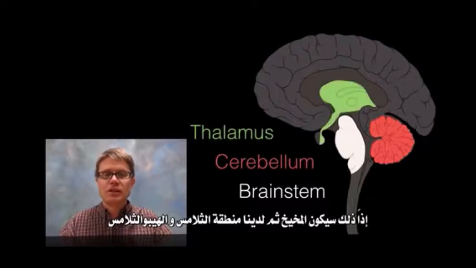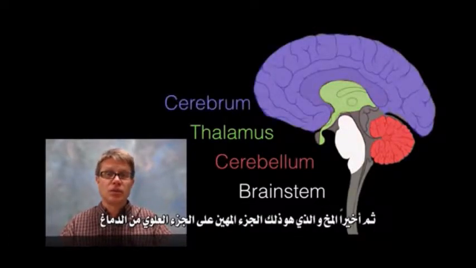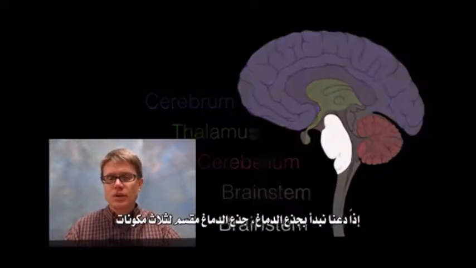So that's going to be the cerebellum. We then have the area of the thalamus, hypothalamus, and then finally we have the cerebrum, which is going to be that dominant upper portion of the brain. And so let's begin with the brain stem.